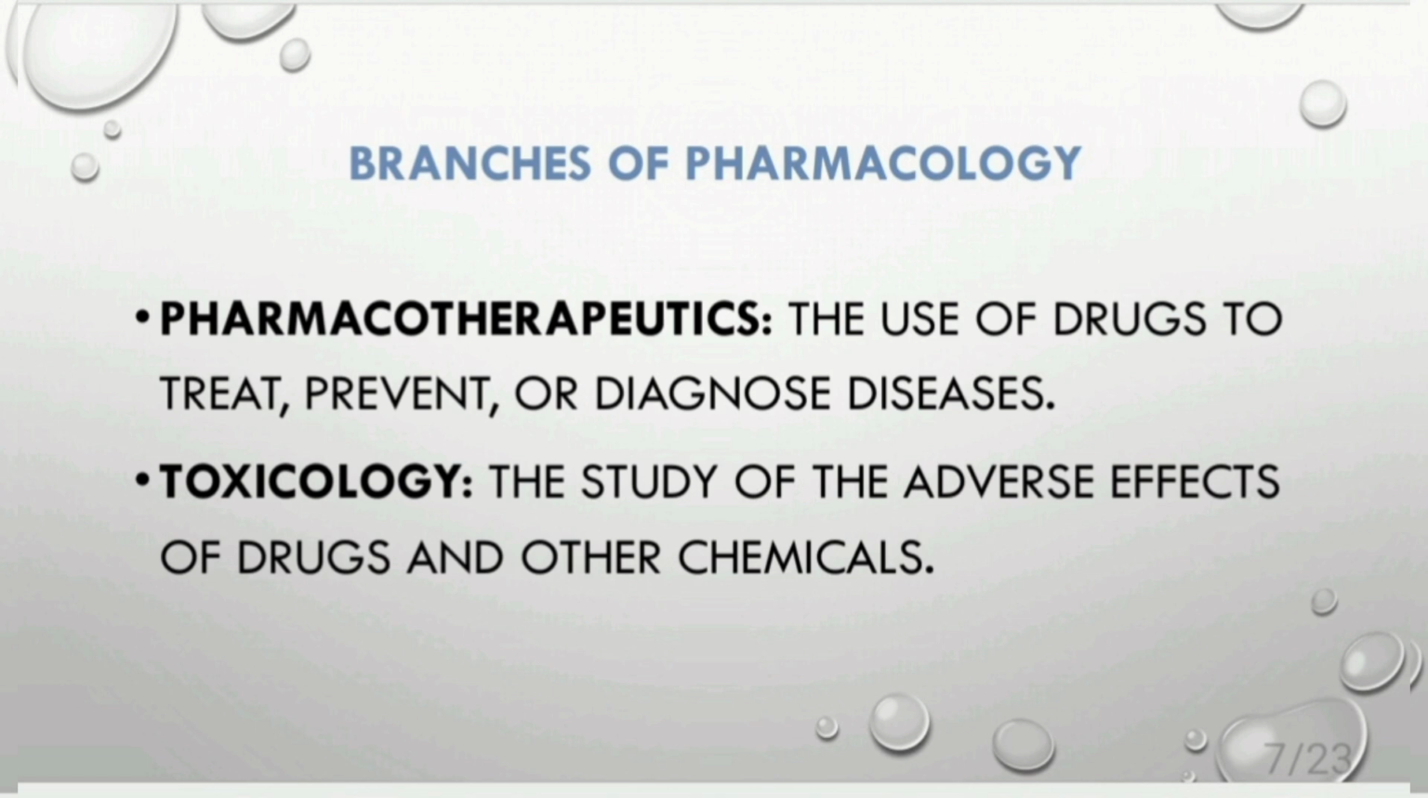Branches of pharmacology. There are some other branches of pharmacology: pharmacotherapeutics, toxicology. What is pharmacotherapeutics? It is the use of drugs to treat, prevent or diagnose the disease. The term pharmaco and therapeutics. Pharmaco means it is related to the drug and therapeutics is related to the treatment of disease. So it is the use of drugs, or the study of the drugs, which are going to treat the disease. Then toxicology. Toxicology is the study of adverse effects of the drugs or other chemicals on the human body.